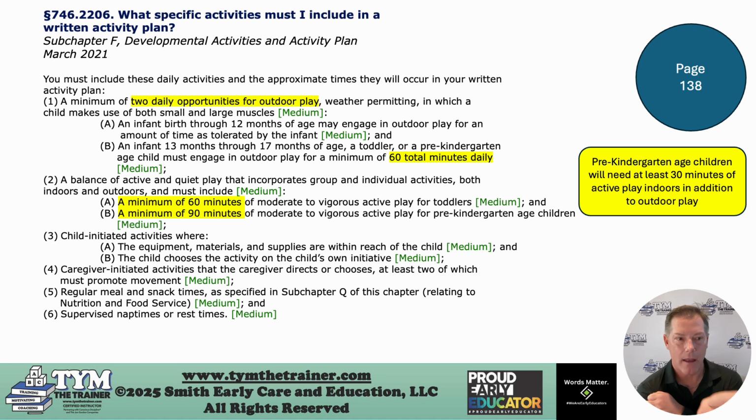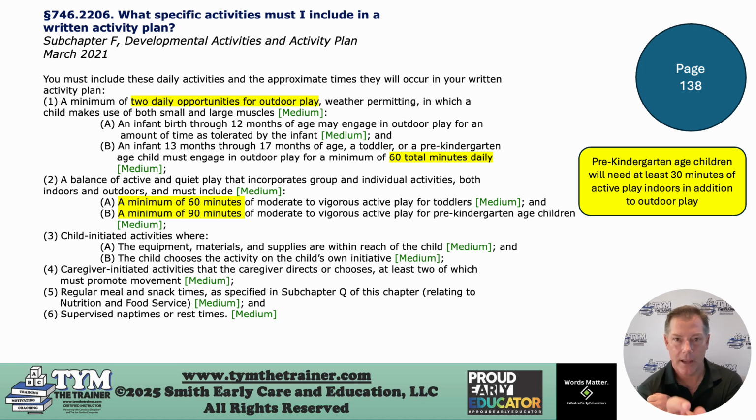So when you look at that, number 1 and number 2, you must have, for pre-kindergarten age children, a minimum of 90 minutes of moderate to vigorous active play, both indoors and outdoors. You have 60 minutes of outdoor play where the children are using both large and small muscles, and they've got moderate to vigorous active play.